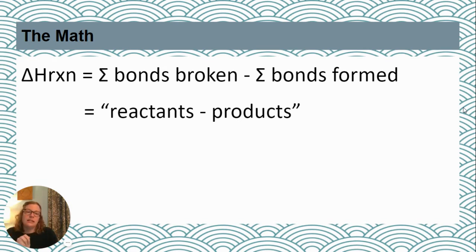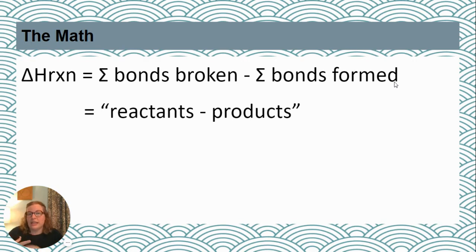And the reason it's the flip-flop or the reverse of what we did before is because when we look at bond enthalpies, they're generally positive because they're trying to figure out how much energy it takes to break it. So when you look at those values, they're positive. So we have to think about bonds broken minus bonds formed so that we get a negative value when our bonds are forming, because it's exothermic. So when you think about this, it's reactants minus products.